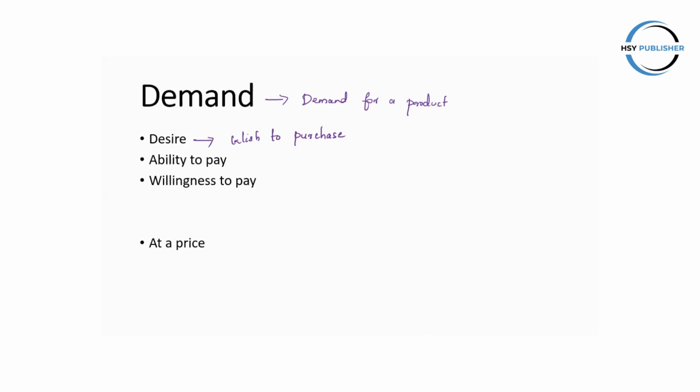Now, what is ability to pay? Ability to pay involves the money that you have in hand. This is something that is influenced by your income. If you have money with you, you can purchase it, right? That is what is shown by your ability. If you have money, you are able to pay for a commodity.